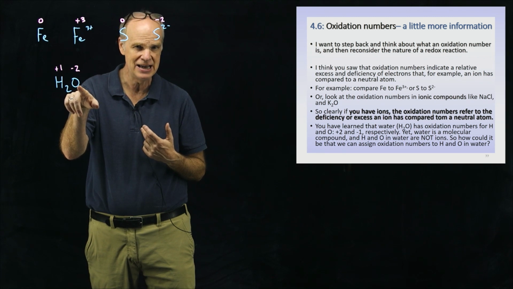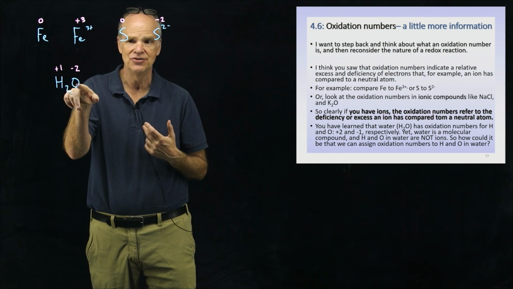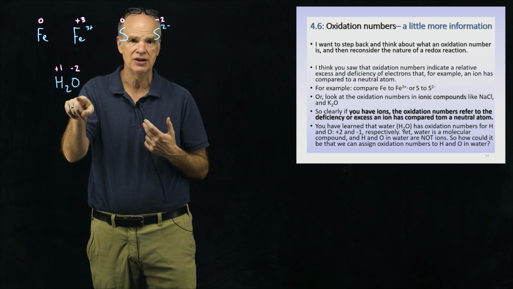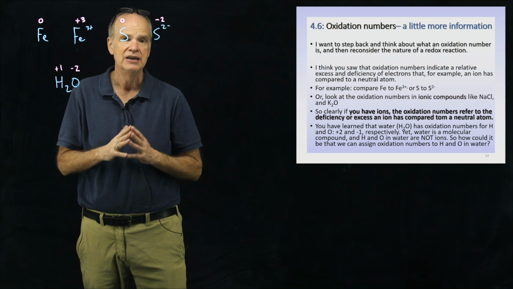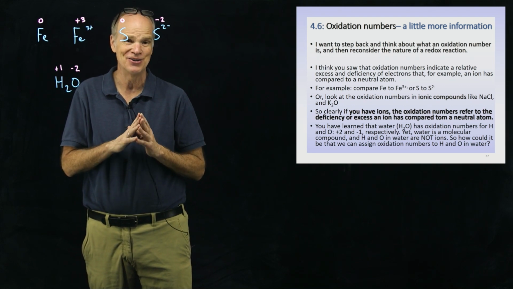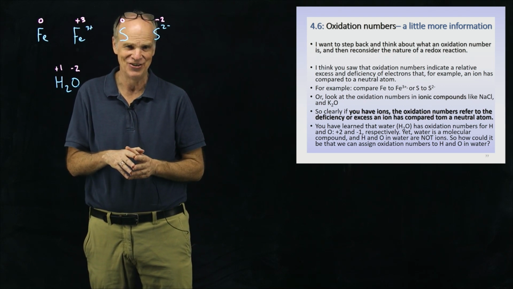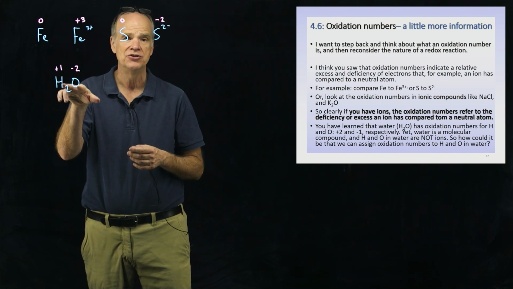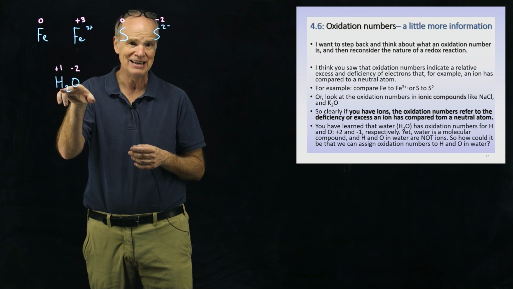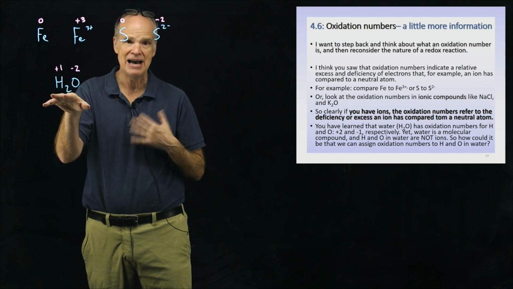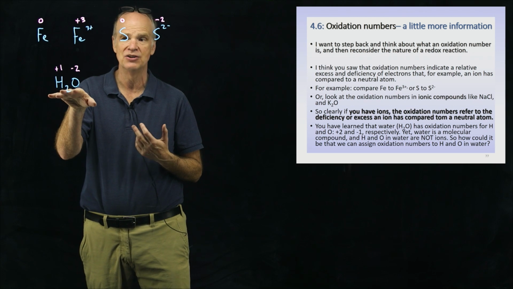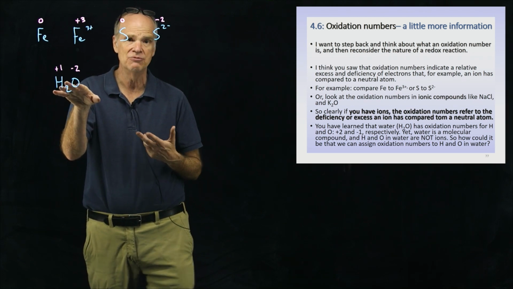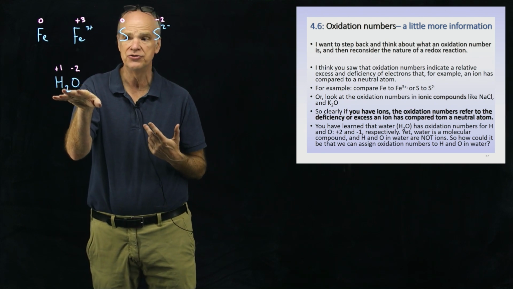Well, if that were the case, then the hydrogen and oxygen would be ions. But here's the thing. This is a molecular compound. Maybe one of the things you remember is that molecular compounds are not made of ions. So it raises the question, how can we give oxidation numbers to these elements which are not ions, meaning that they have their full complement of electrons that they should have? These are relatively neutral atoms. How can we give these oxidation numbers to these atoms?